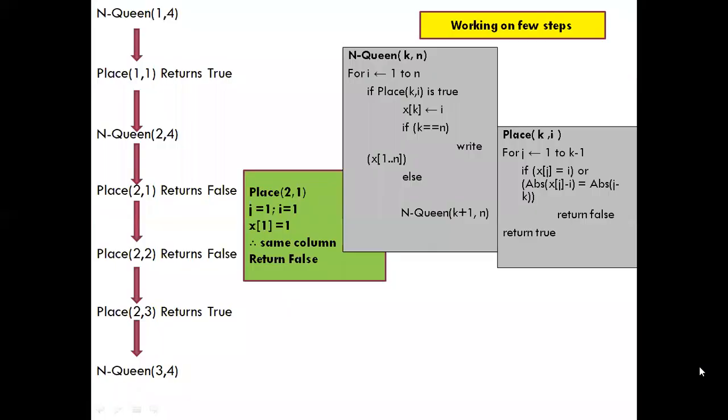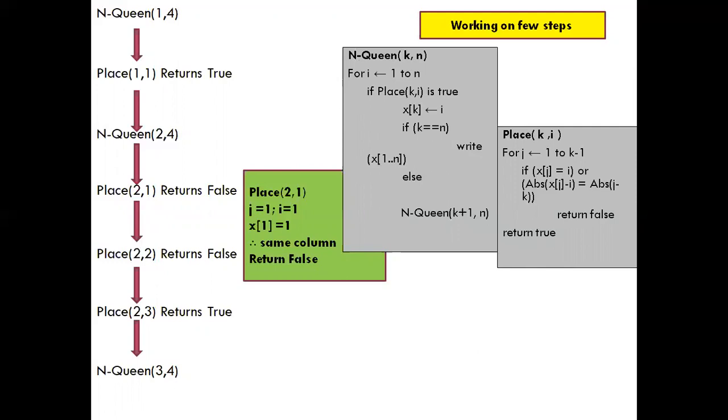Now let's start with the working of the algorithm so that you understand how it works. I have also placed the algorithm here so that I don't have to go back to the algorithm slide. So the first function to be called in the algorithm is n queen of k comma n. My first function call will be 1 comma 4, because the first queen is to be placed first.